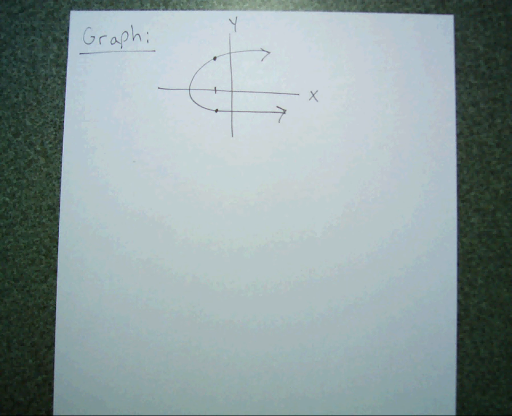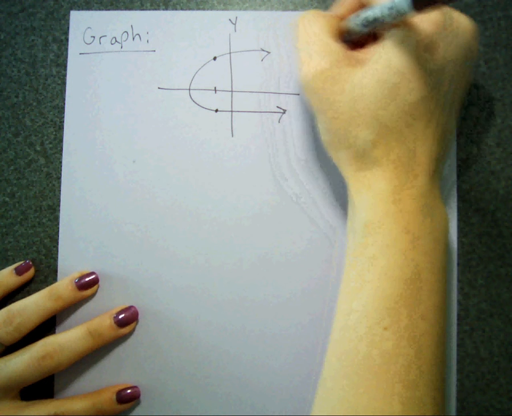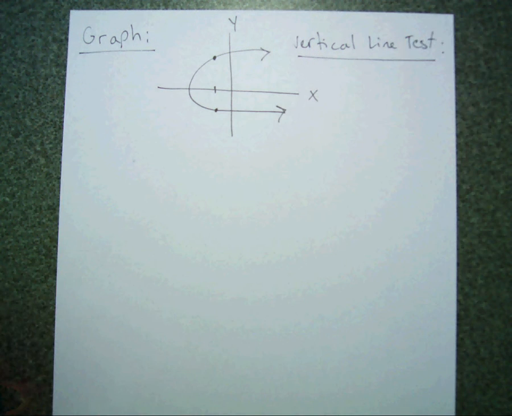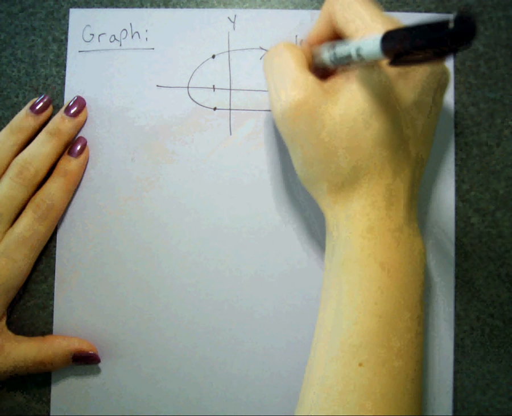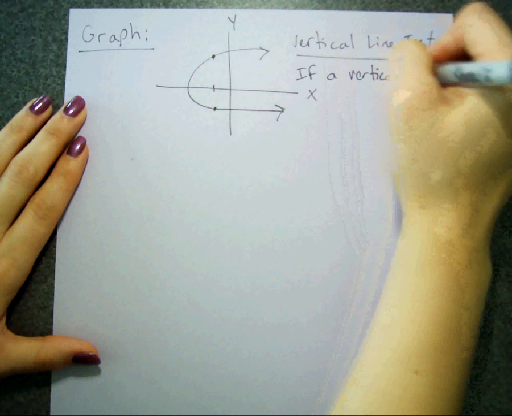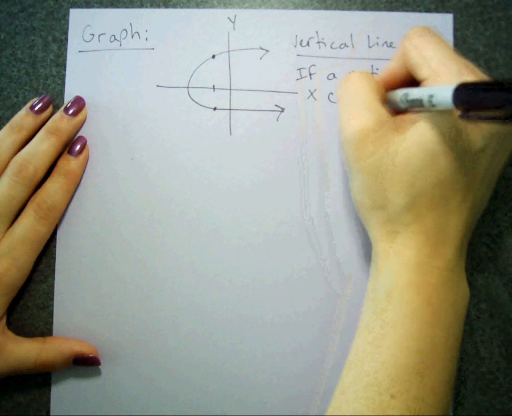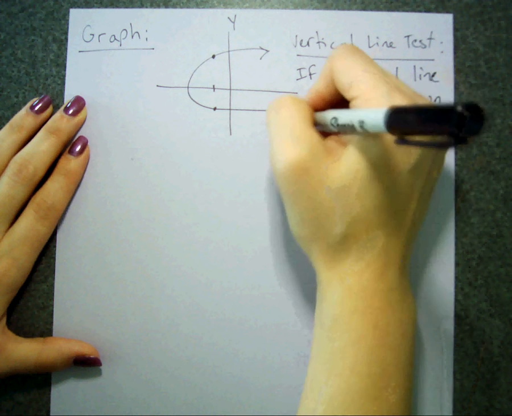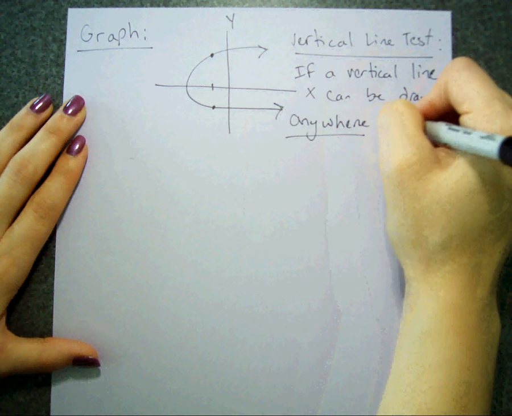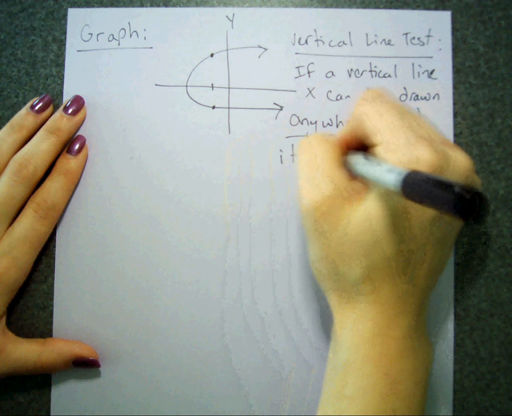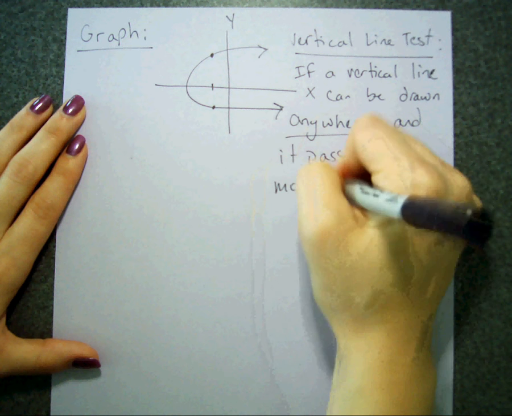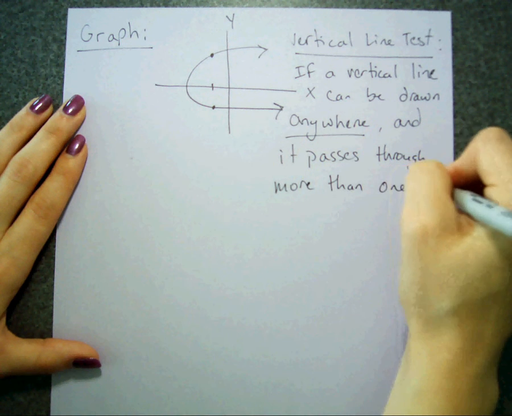Now, the vertical line test says that if a vertical line can be drawn anywhere, at any point, and it passes through more than one point, then the relation is not a function.